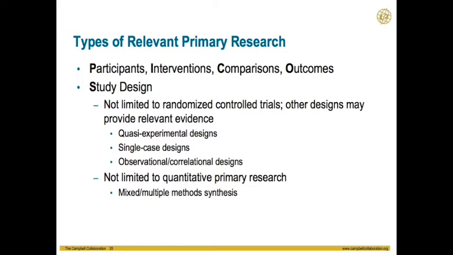So when thinking about the types of primary research designs that are going to be relevant to your research question, really we'll think about the participants and the types of interventions and comparison conditions and maybe outcomes. But an important thing for you to start thinking about, and this will become even more clear tomorrow when we work with meta-analysis, is the types of study designs that you think are going to provide relevant, credible evidence for your research question.